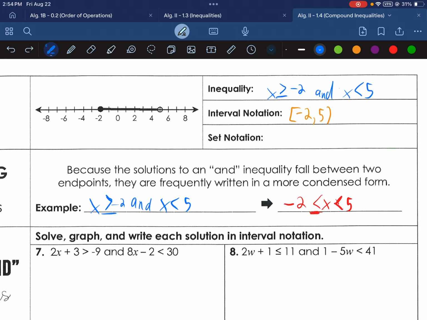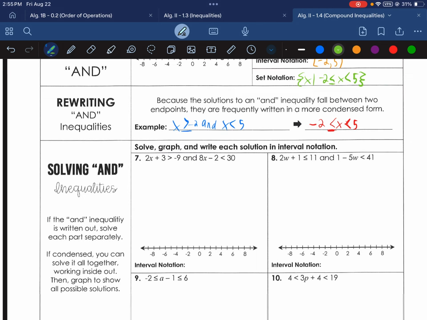So when we do set notation, instead of doing our x such that with our braces and rewriting this up here, we're rewriting our condensed form of -2 is less than or equal to x, which is less than 5. And I do, in fact, want the condensed form in these. And that's how I want your answers written.